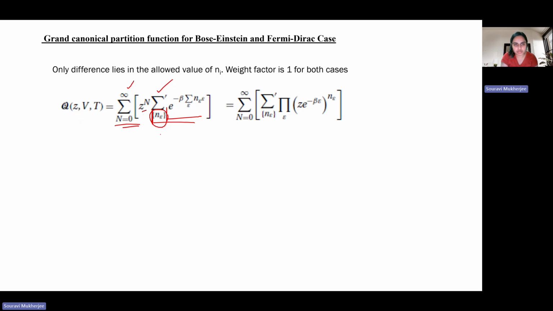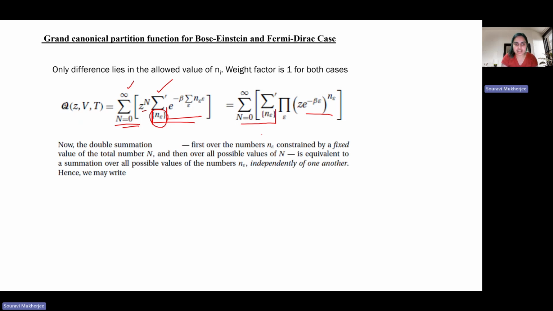So now what you can do is rearrange these terms a little bit. This gives you these two summations, okay? And this is a product of all these terms. Now this can be further rewritten, okay? How?